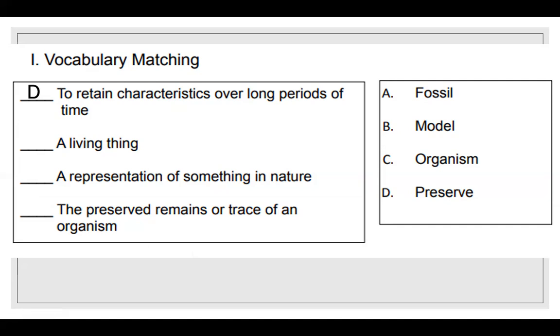it's preserving something over a long period of time. It's like it's keeping it there for a long period of time. It's almost like when you put something in the refrigerator and you want to keep it fresh, you're preserving that food for a certain amount of time. Okay. A living thing, we know that that is an organism. A representation of something in nature, we know that is a model. And then the preserved remains or trace of an organism is a fossil.